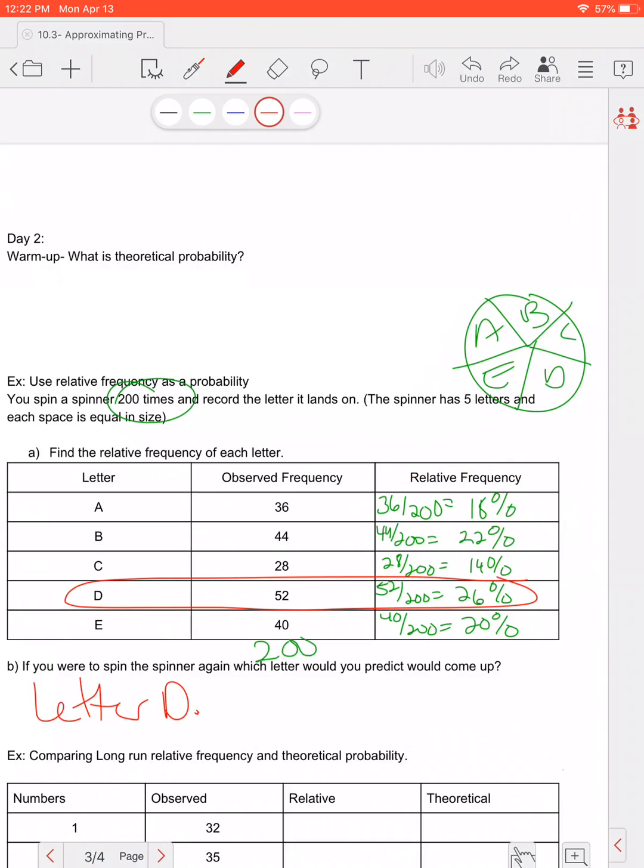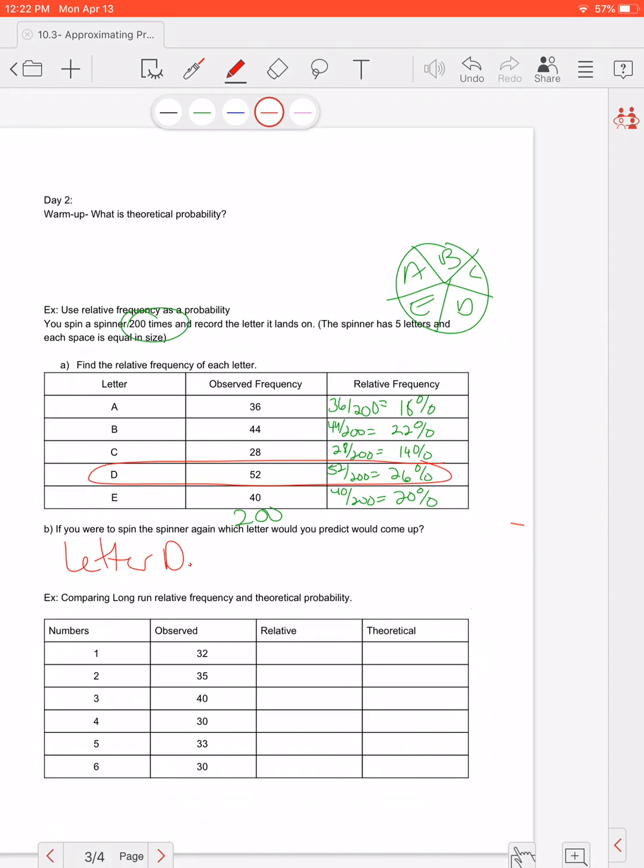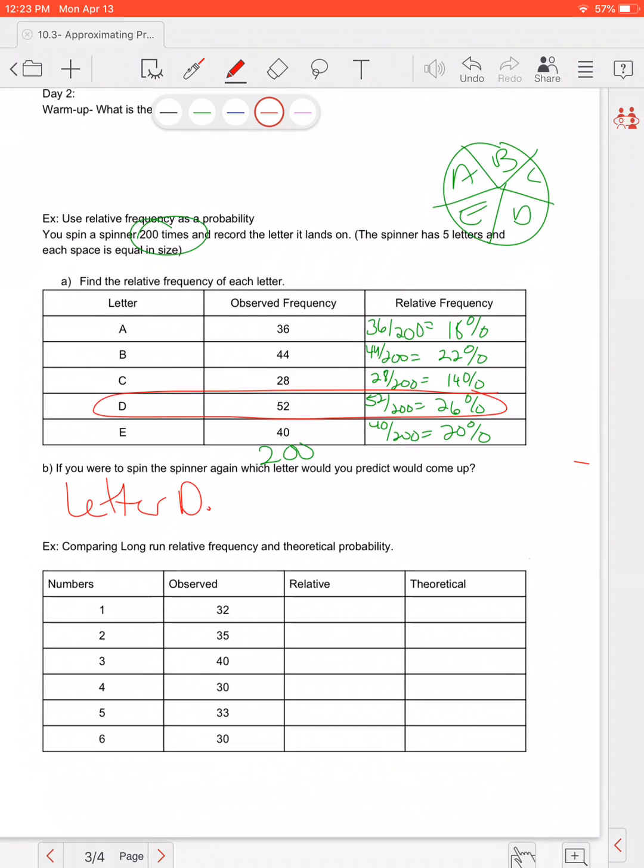So maybe our spinner isn't as random as we thought it was. Maybe it's a little weighted. Or maybe we're just landing on D's and maybe our next one will be C and we just don't know that. Okay? But we can take a legitimate guess and see what our best option will be. Okay? So we're going to do the same thing. So it says comparing long-run relative frequencies and theoretical probabilities.